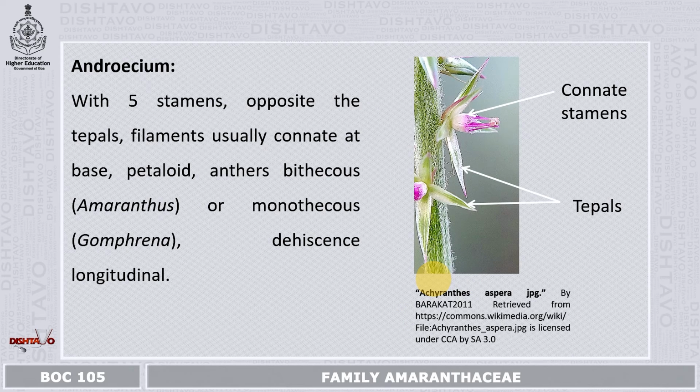Androecium with 5 stamens opposite the tepals, filaments usually connate at base, petaloid, and anthers bithecous in case of Amaranthus, or monothecous in case of Gomphrena. Dehiscence longitudinal. On this slide, you all can see the tepals and the connate filaments of stamens at the base.